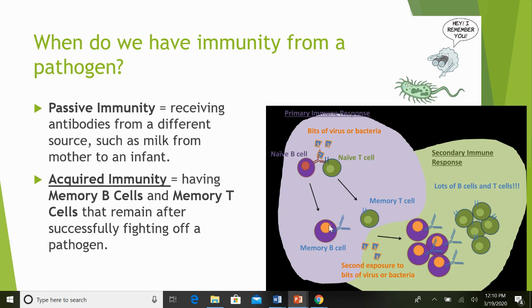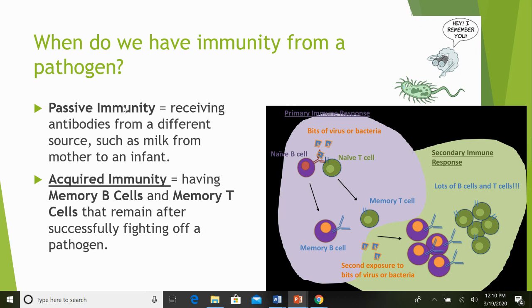And so now we have memory B cells that remember that exact pathogen. We have memory T cells that remember that exact pathogen. And this is when we say that we have acquired immunity. Once our immune system has gone through that whole process of the macrophage eating the pathogen, the helper T cell being notified, and then the cytotoxic T cells and B cells directly attacking or making those antibodies, they establish this memory. And these memory cells are going to stay in your body, hopefully for the rest of your life, in low numbers.